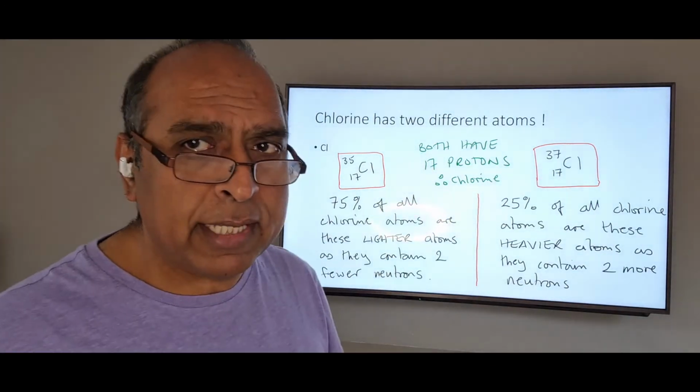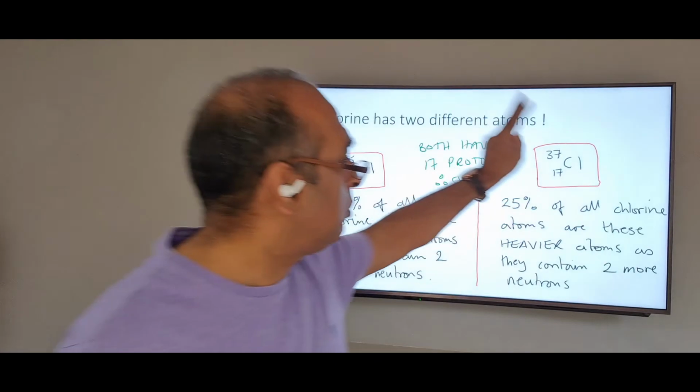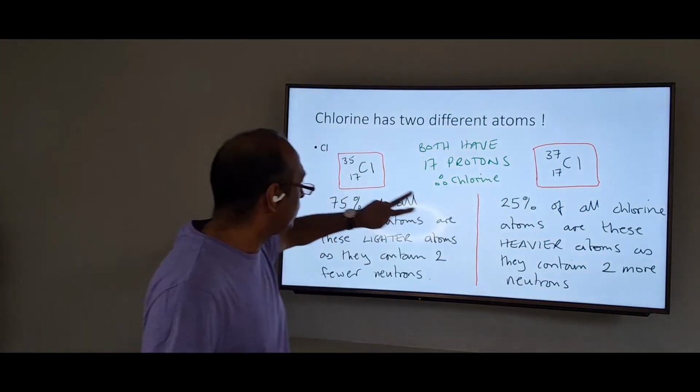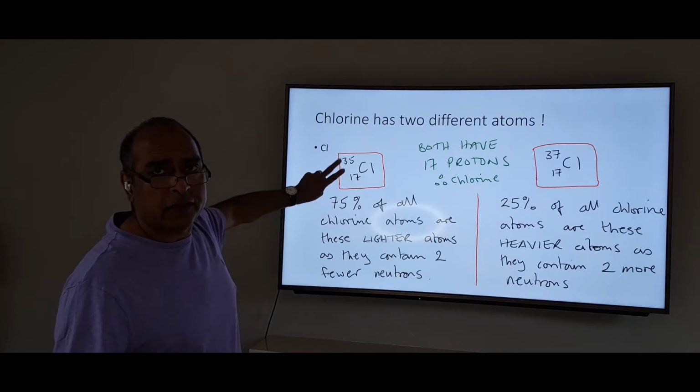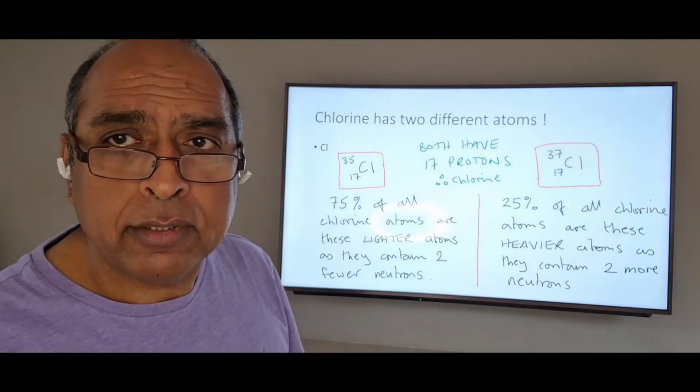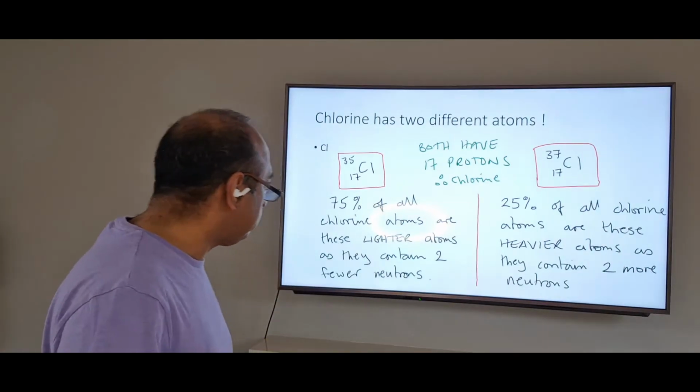Those atoms having 2 more neutrons are a little heavier than these atoms having 2 neutrons fewer. I think I said protons there. I should have said neutrons. So 2 extra neutrons make it heavier than this. This one has got 2 fewer neutrons and that makes it lighter.